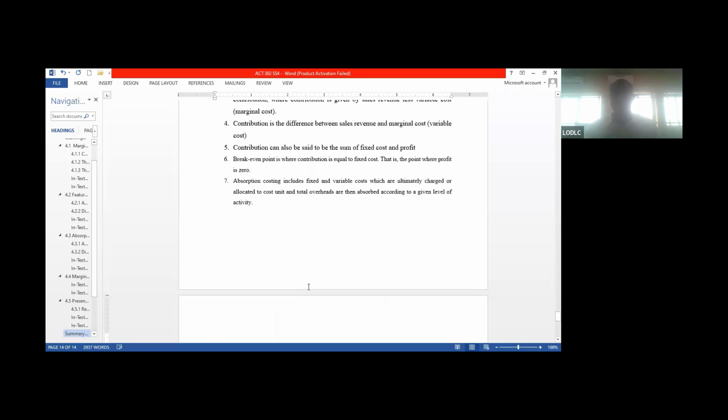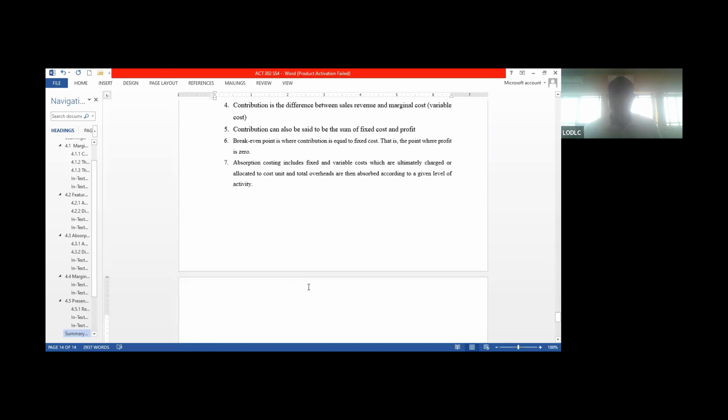Break-even is the point at which the organization neither gains nor loses. So automatically at break-even, your contribution is always equal to your fixed cost. That is the point where profit is zero. Then we finally talked about absorption costing, which includes the fixed and variable costs, which are ultimately charged or allocated to cost units, and total overheads are then absorbed according to a given level of activities. So that is that about marginal and absorption costing.